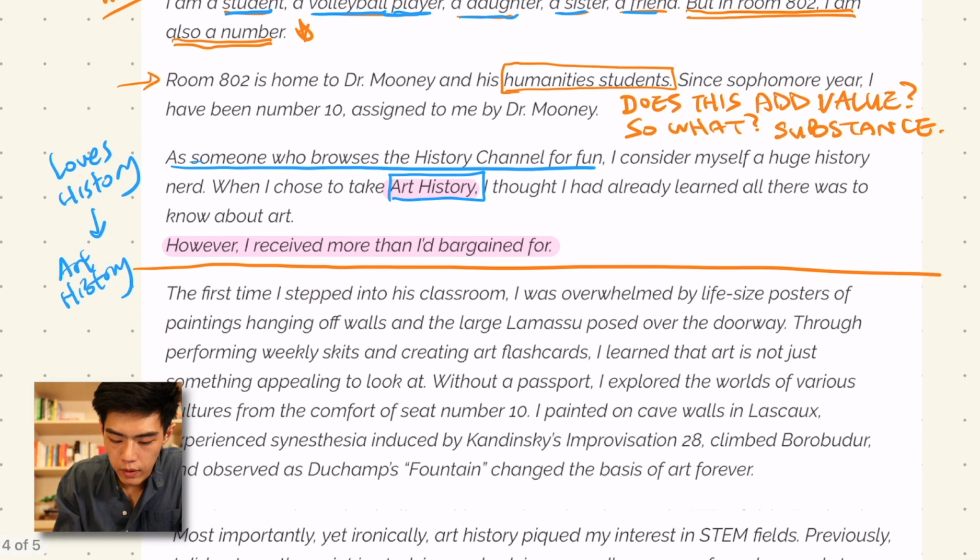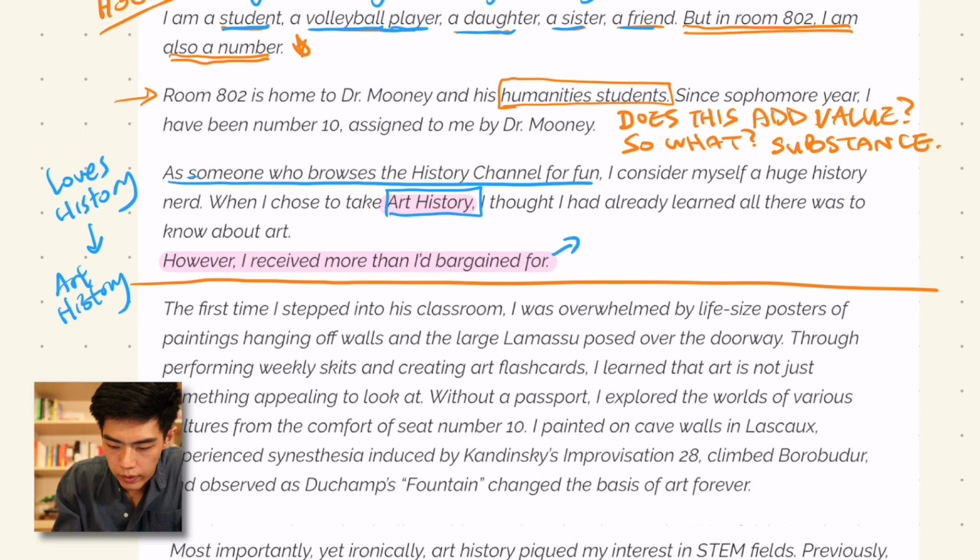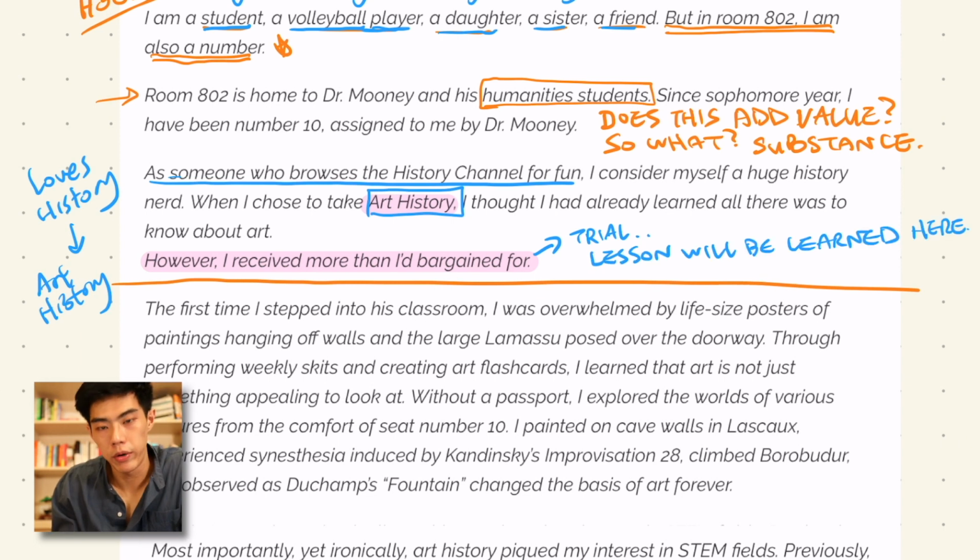Okay. So this is the trial or the surprise. We're assuming that this is where the lesson will be learned. Now this part 2.